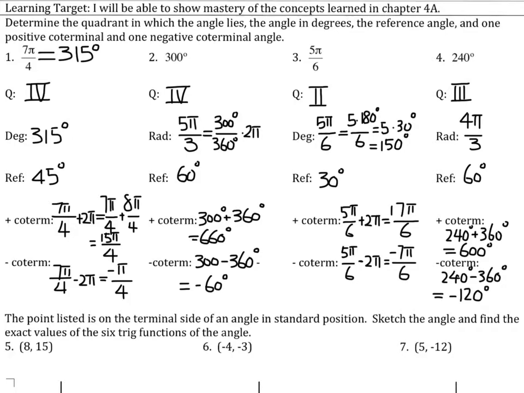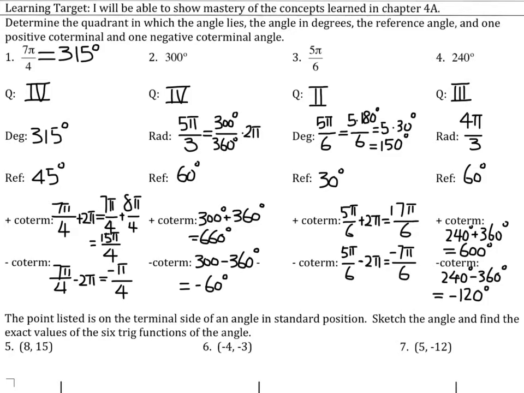How about positive coterminal angles? Coterminal means they share the same initial side and end up with the same terminal side. The easiest way to find a positive coterminal angle is by adding 2 pi. I'm given radians, so I add 2 pi to 7 pi over 4. Rewriting 2 pi in improper form, that is 8 pi over 4. 7 plus 8, I have 15 pi over 4.